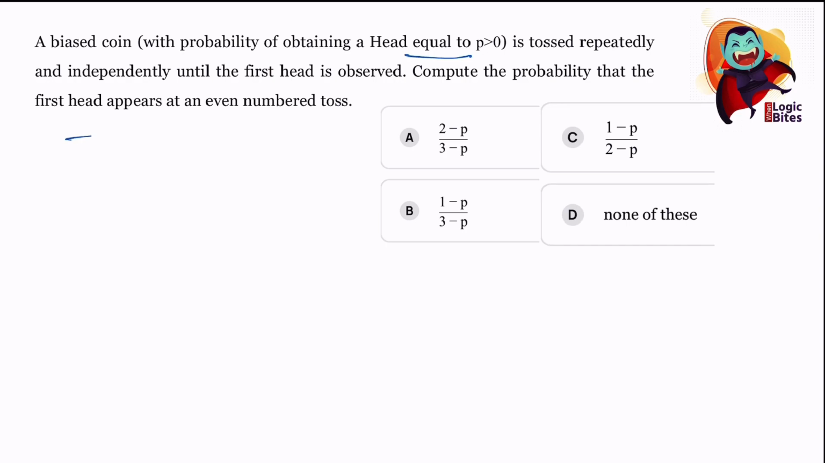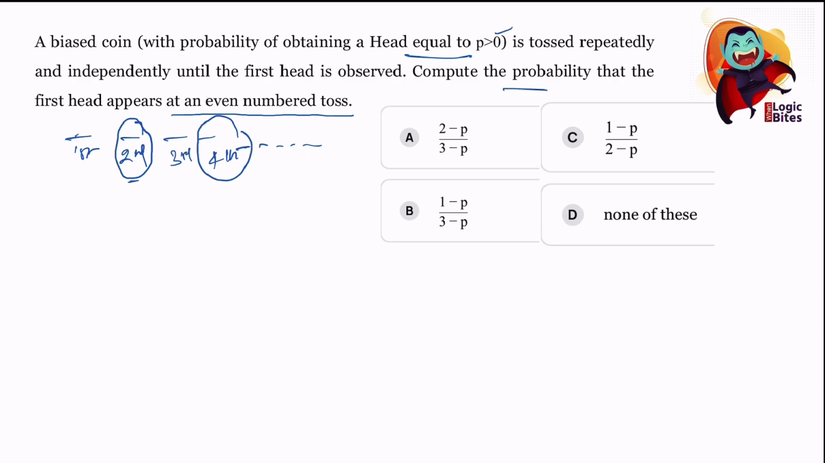So, let's simply draw some cases. So, first toss, then the second toss, then the third toss, then the fourth toss. So, probability of getting a head at an even numbered toss. So, we get head at either second position or we get head at the fourth toss, or similarly until the time we get head. So, probability of getting head on the second toss, that means we are not getting head on the first toss. So, probability of head is p. So, probability of tail will be 1 minus p.